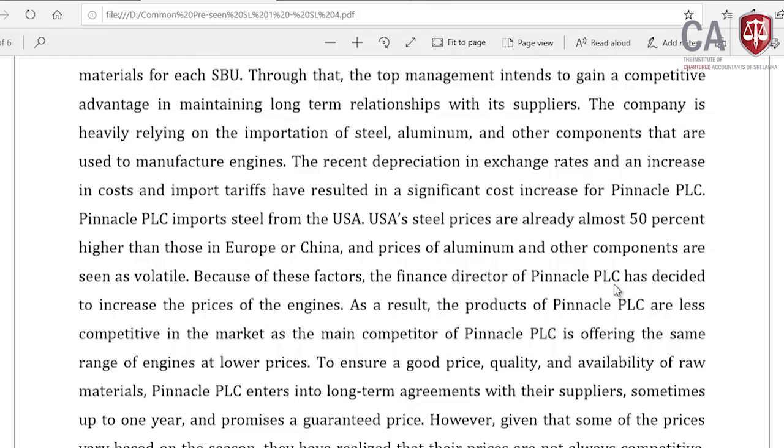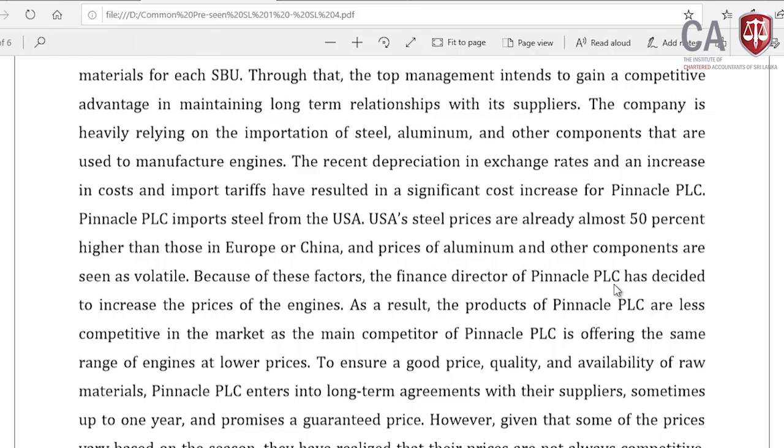But what has happened? There are some other competitors who offer a similar engine to the marketplace. They have not changed the price and they offer the engine at a lower price. Is this a favorable situation for us? No, this is not a favorable situation for us. This is a disadvantageous situation.